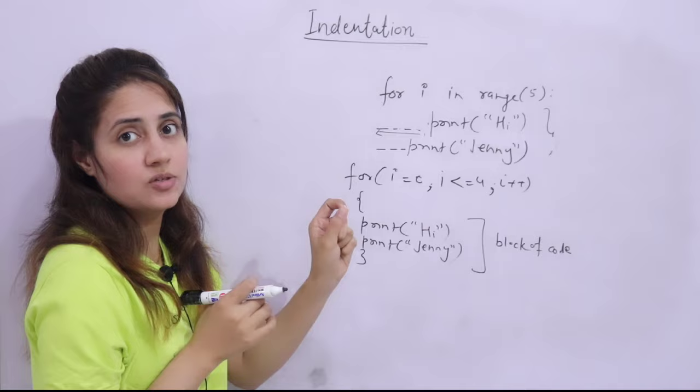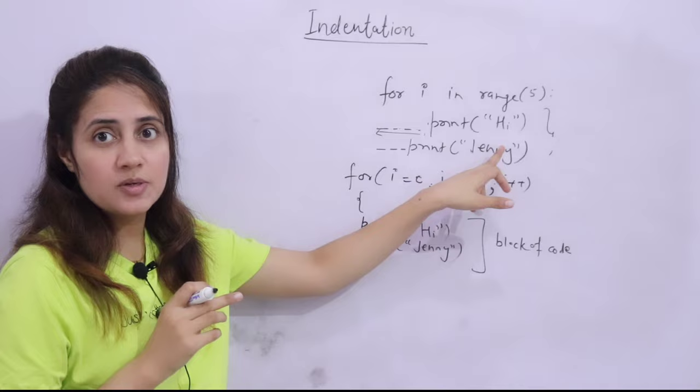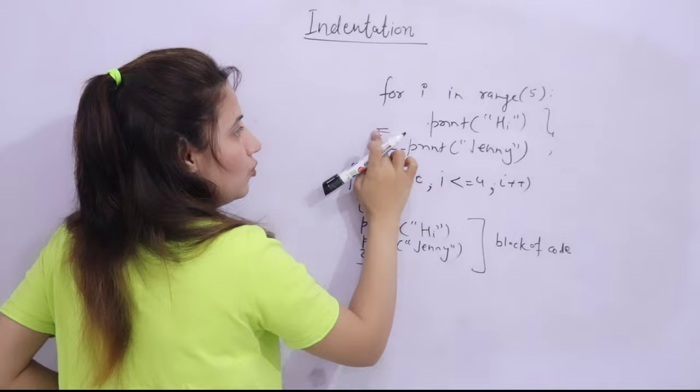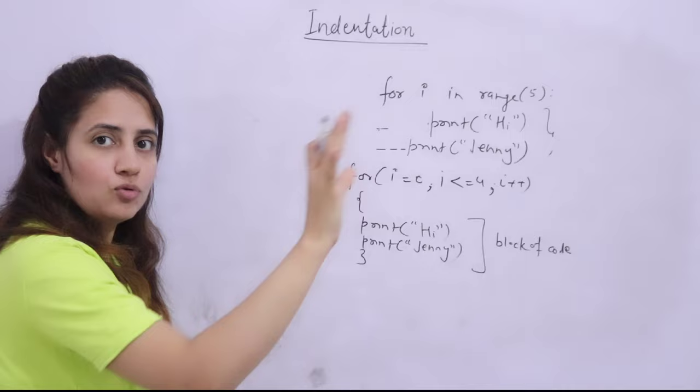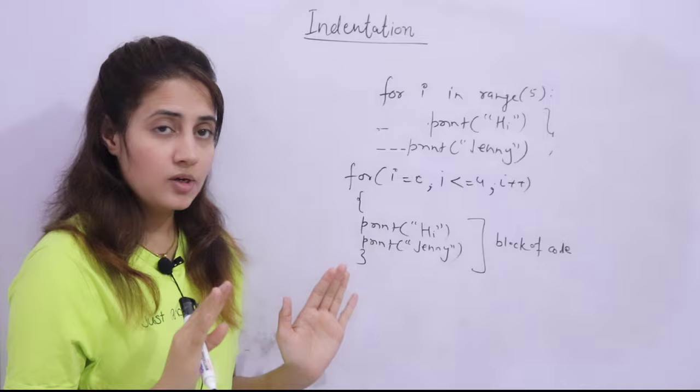Now usually we have 4 spaces by default, right? But it's up to the user: 4 spaces, 8 spaces, 7 spaces, but at least one space should be there. If you don't want to use 4 spaces, just put one space after this for loop, one space, and write print hi, one space, print Jenny. That would also be considered an indented block, right? So I hope now you got why indentation is so important in Python. It is used to indicate a block of code, because in Python we don't have curly braces to indicate a block of code, right?